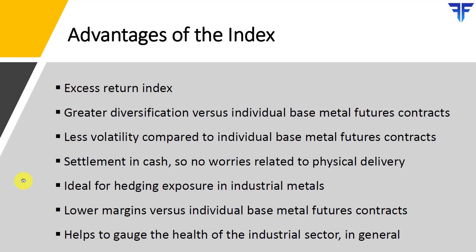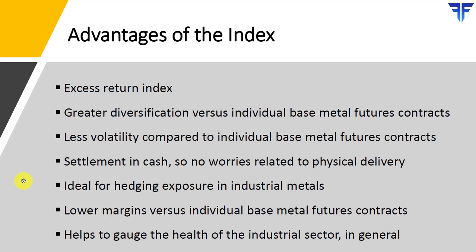Let us now briefly talk about the advantages of the MCX iCOMDEX base metal index futures. As already discussed, it is an excess return index that would generate returns not only based on price movements of individual constituents, but also based on the rollover yield. Because the index comprises 5 metals, it offers greater diversification over the individual base metal futures contracts. Also, as the index is an average of 5 components, it will experience less volatility than that experienced by individual base metal futures contracts.